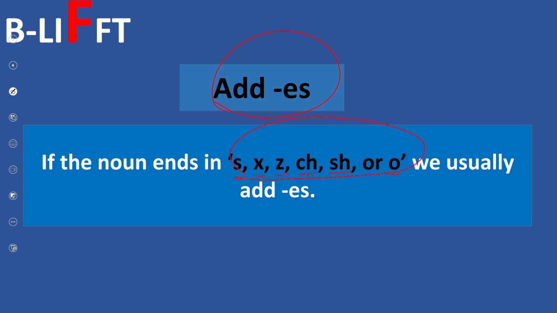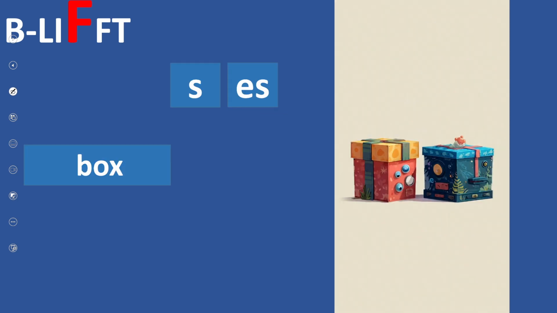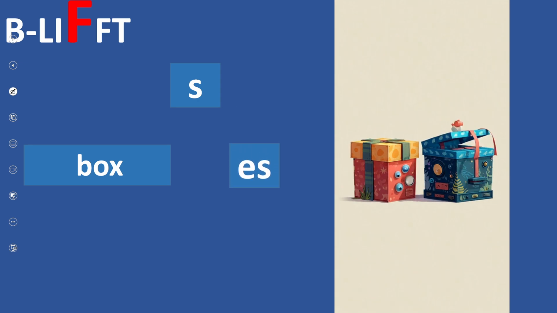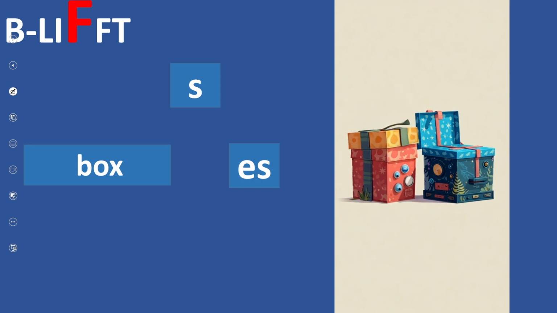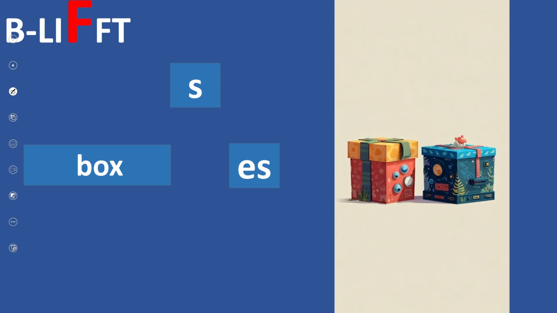Now look at some examples. Box. As you can see, it is ending with the letter x. So what should I write to make it plural? S or es? You are right. Es. We have to add es with the word box to make it plural.